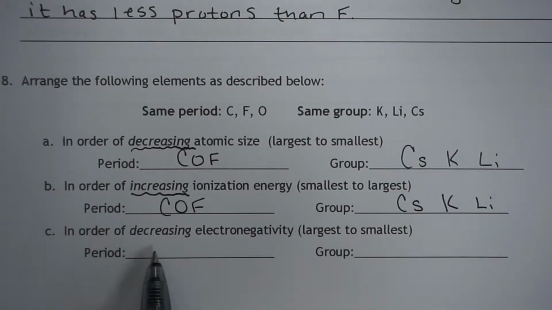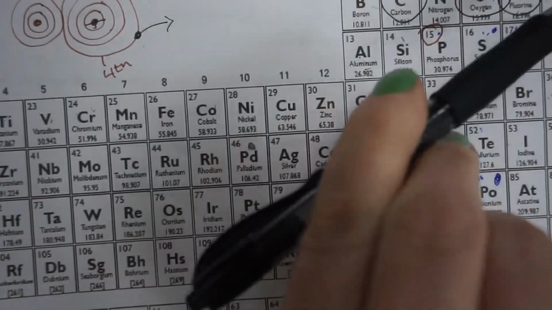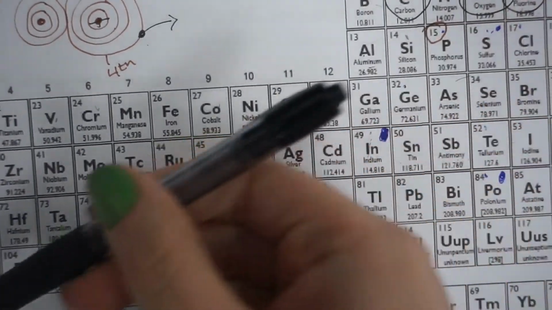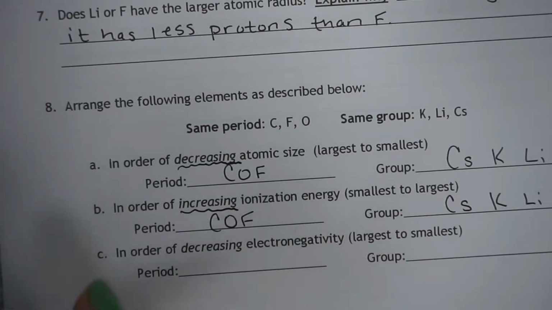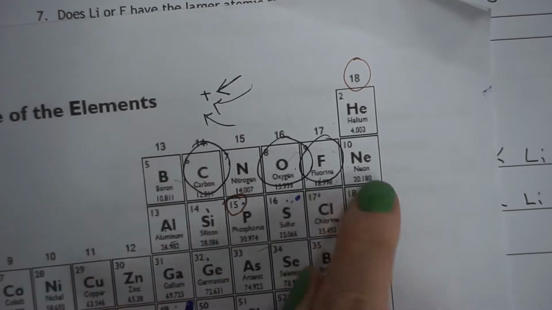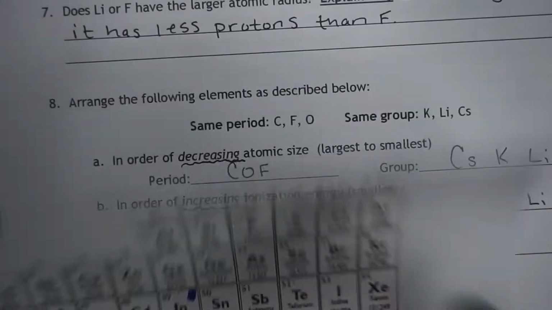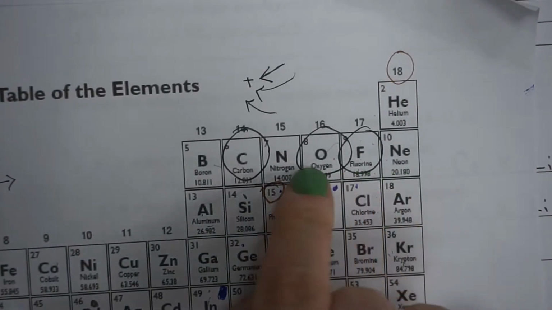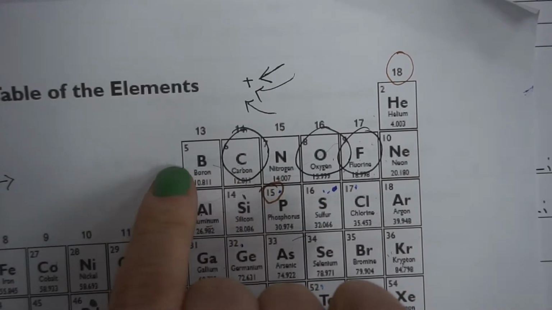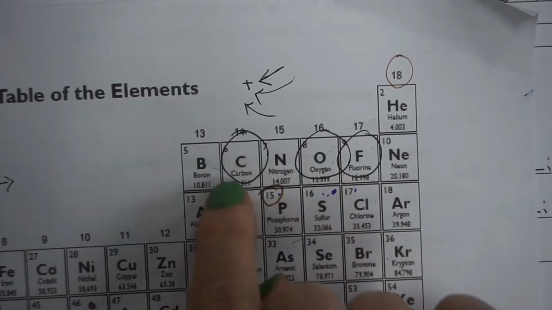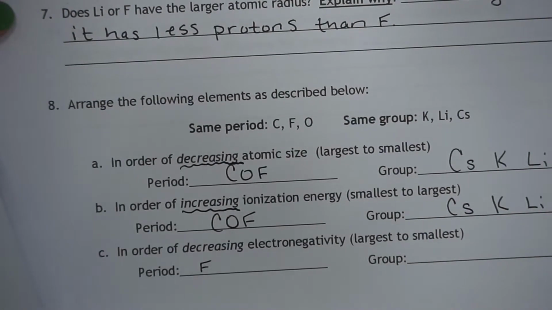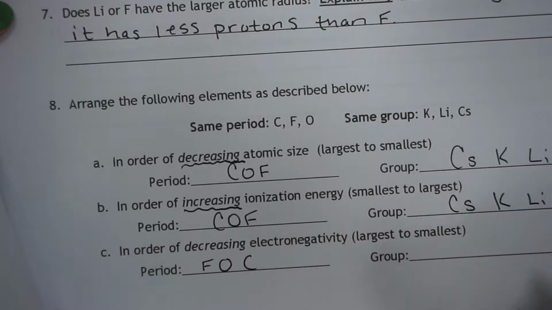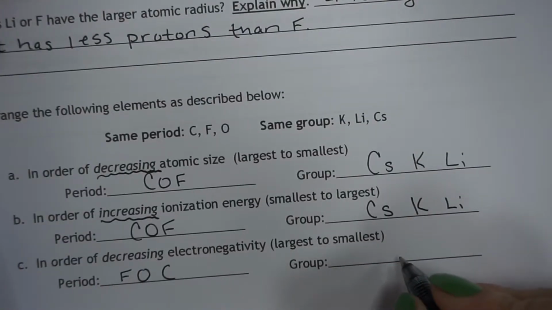Okay, now we're doing decreasing electronegativity. Electronegativity increases as you go up and to the right, but we're looking for decreasing. So that's going to be down and to the left. The period trend will be right here for a period. Electronegativity decreases as you go to the left, okay? So it will actually be FOC in decreasing. Fluorine, oxygen, carbon, okay? The next is the group.